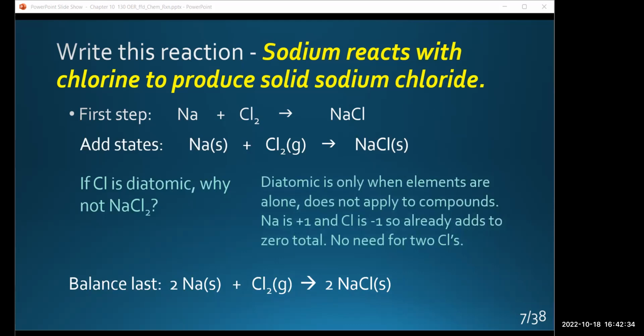Obviously, formula-wise, it wouldn't be NaCl2, right? Because that suggests that sodium is a +2, and that wouldn't work. Why? Because sodium is a group 1 element. And being a group 1 element, a metal specifically, it's only going to have a +1 charge. Okay?